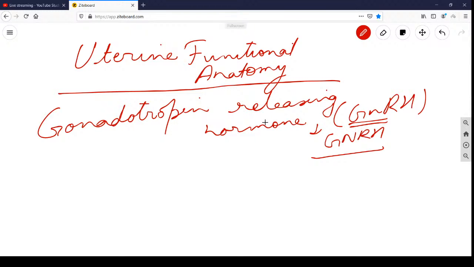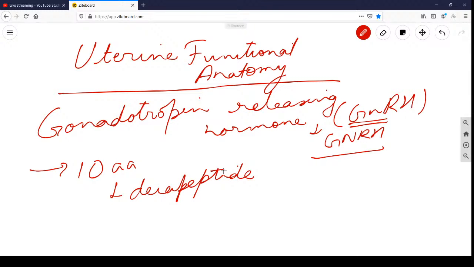Now, this hormone specifically is a 10 peptide hormone, also known as a decapeptide. It's a 10 peptide hormone, meaning it is made up of 10 amino acids. You can directly write: it is made up of 10 amino acids, decapeptide.